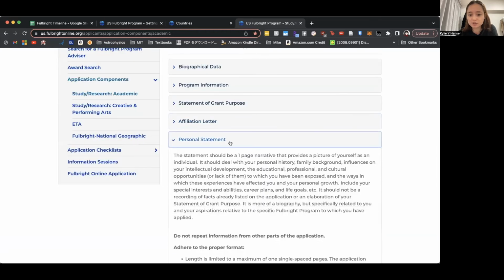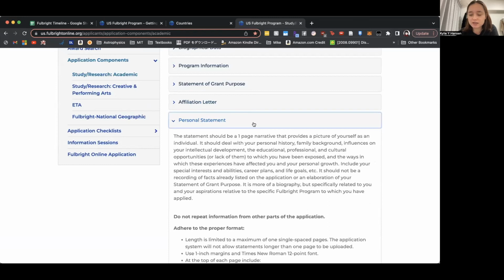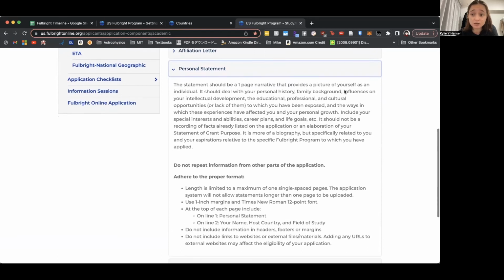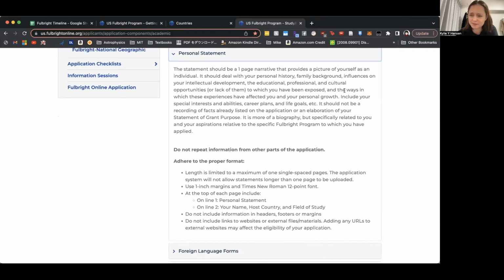The next one is the personal statement. So this is kind of like the other big part of your application other than the statement of grant purpose. In this one, you talk about yourself and why you personally should go on this project. It's 1 page, so it's shorter than your statement of grant purpose, and it says it provides a picture of yourself as an individual. So always remember that. You are painting a picture of yourself. You are telling a story of why you should be the one to be selected for this program.